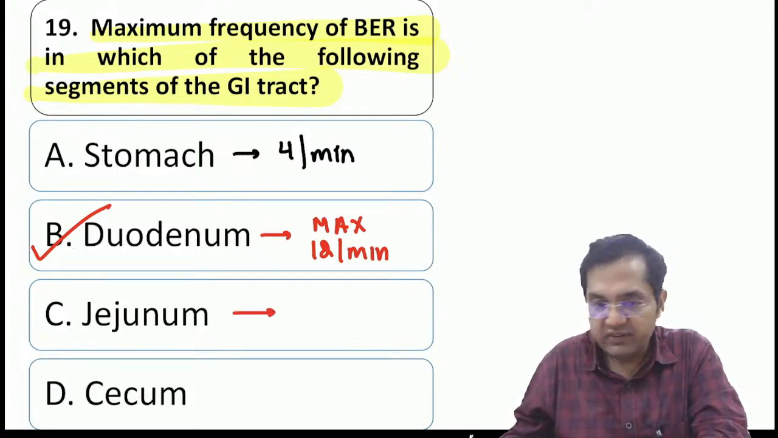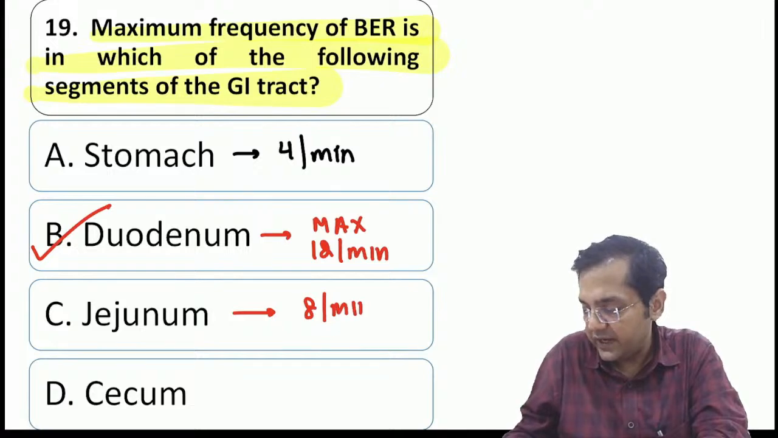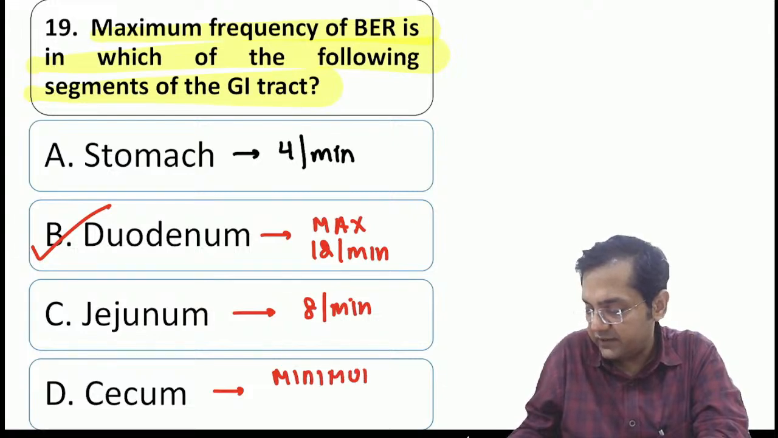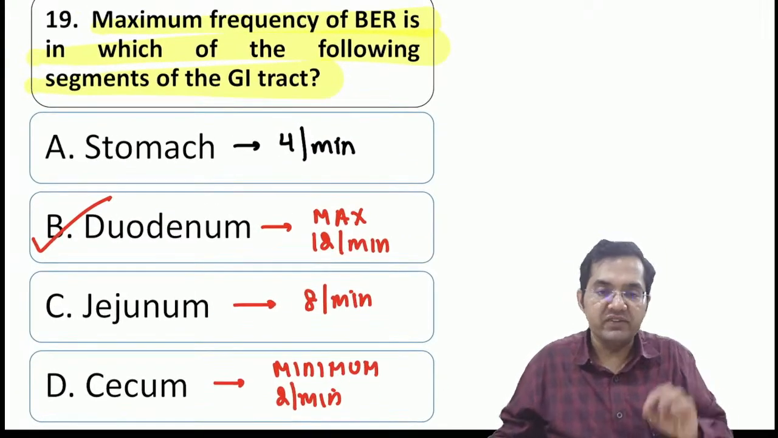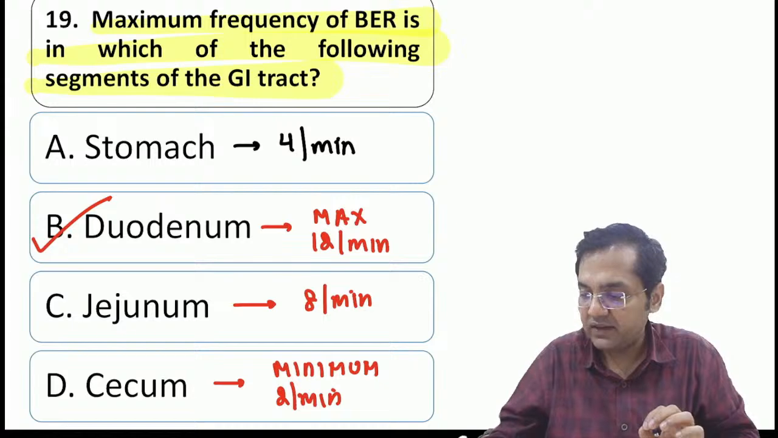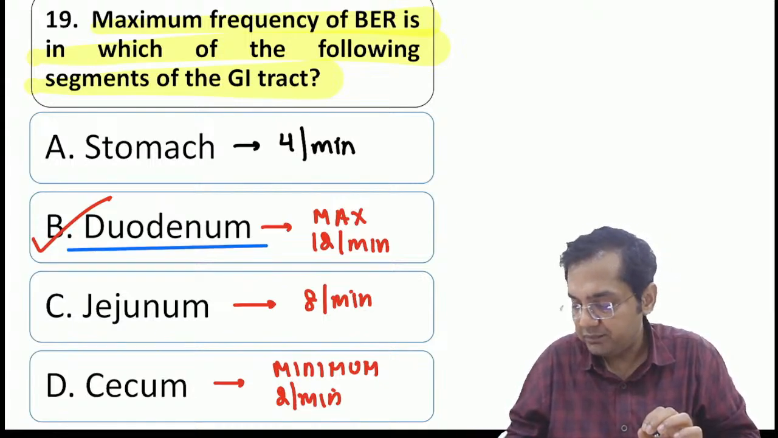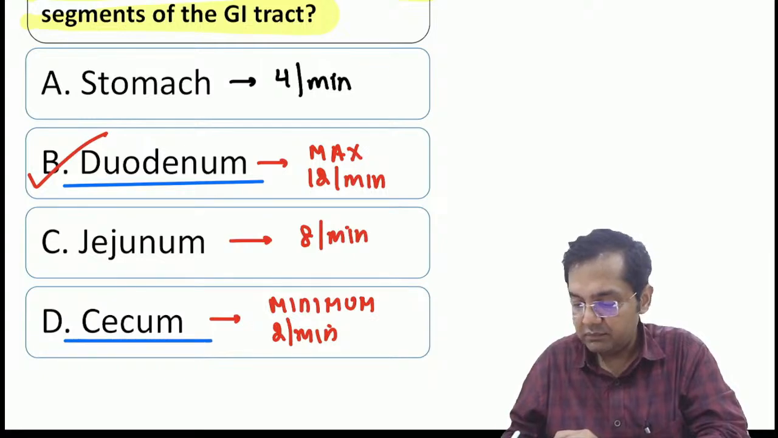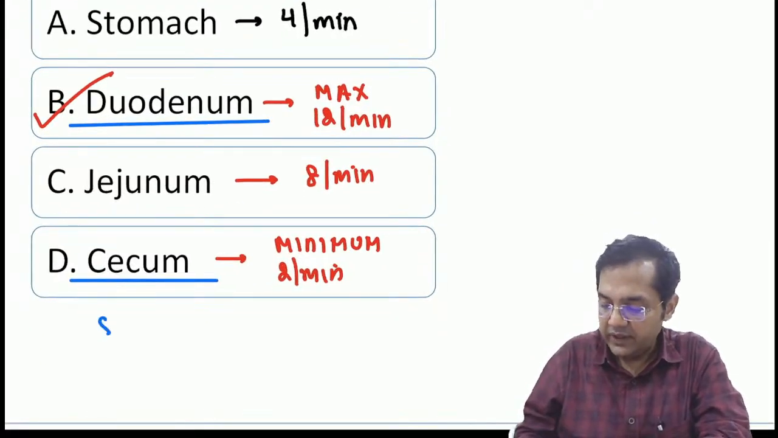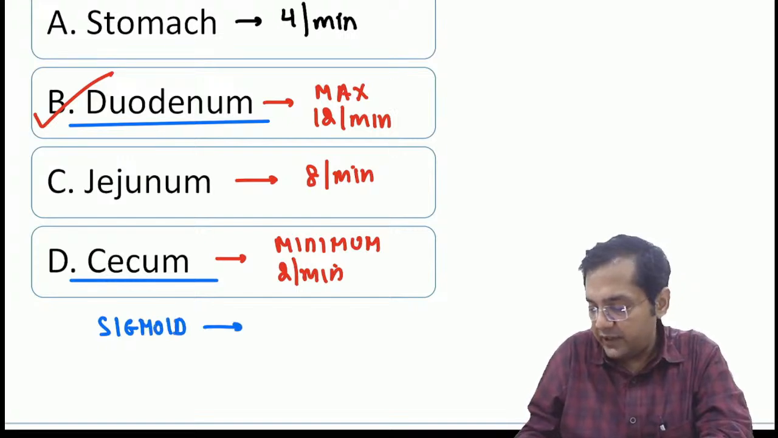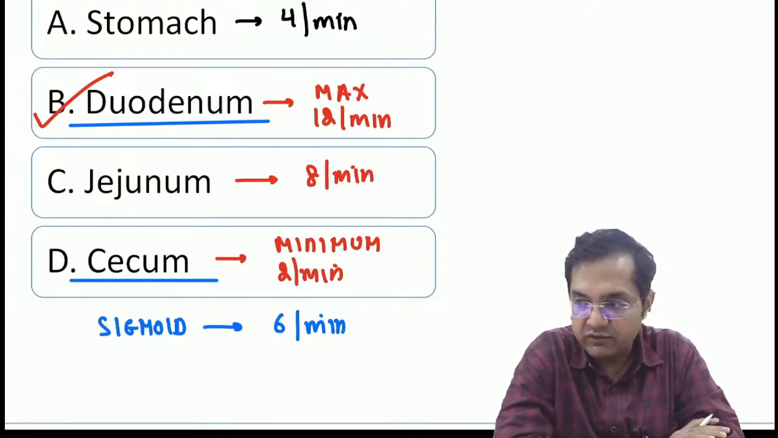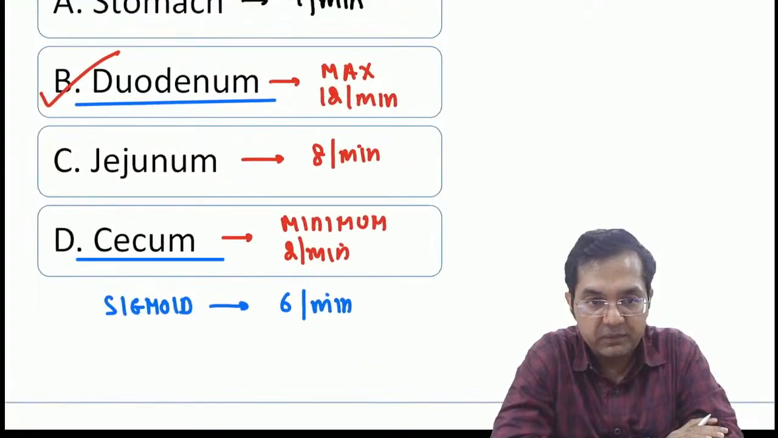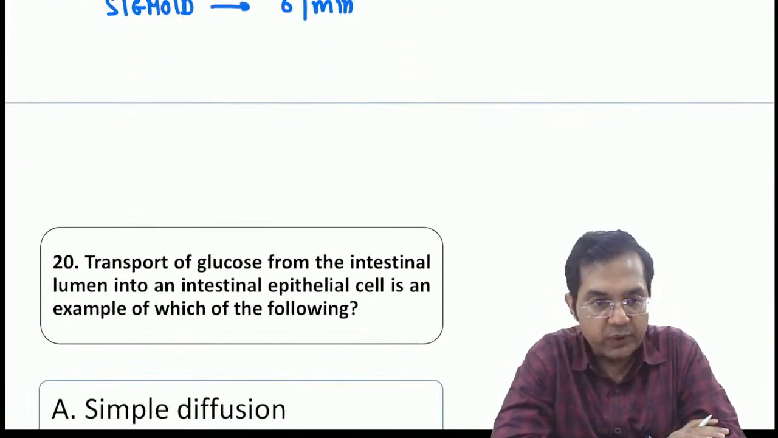Jejunum, it is around 8, we say 8 to 10 rather, but 8 is the good answer. And cecum, again you have to remember, because it is minimum, only 2 per minute, right? So the answer here was duodenum. Must know who has the minimum, who has the maximum: duodenum maximum, cecum minimum. There is sigmoid also. In sigmoid it is 6 per minute. In some books sigmoid is given as the answer for the minimum. That is absolutely wrong. So please remember duodenum and cecum if you don't want to remember the other ones.